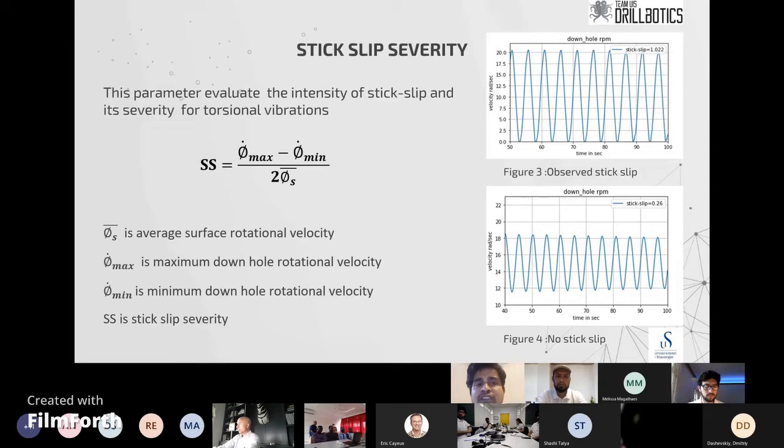To evaluate the torsional vibration and stick slip severity, a mathematical formula has been developed, which is named stick slip severity. From figure 1, we can observe the stick slip severity is greater than 1, where the system is in stick slip phase. In the second model, the stick slip value is less than 0.5, and the system is in stable condition.